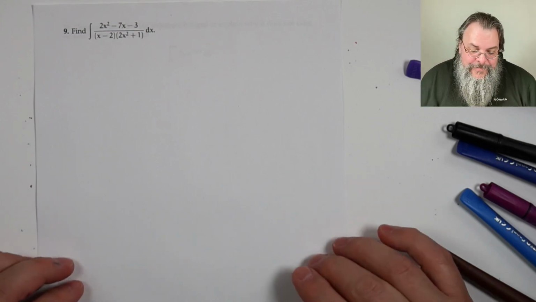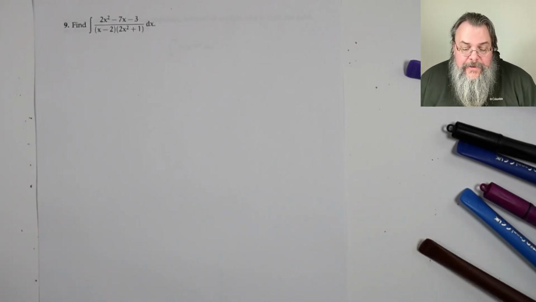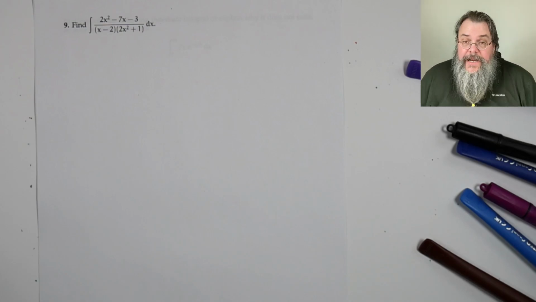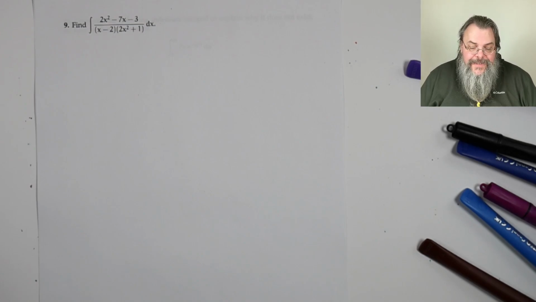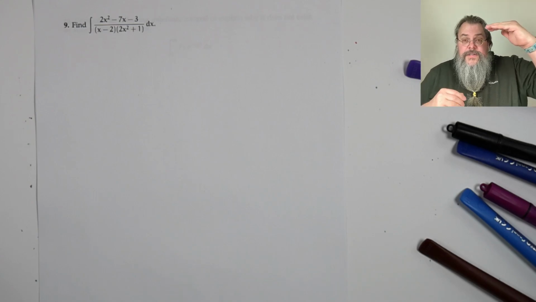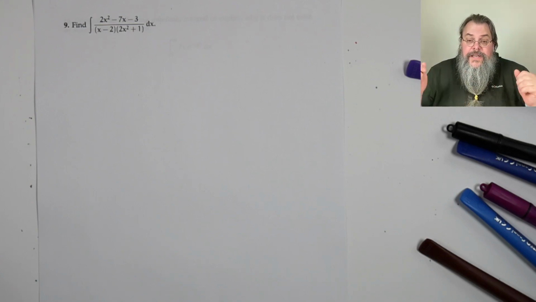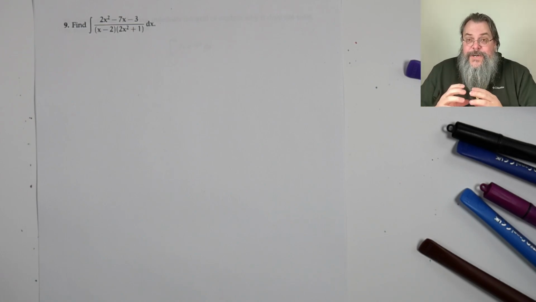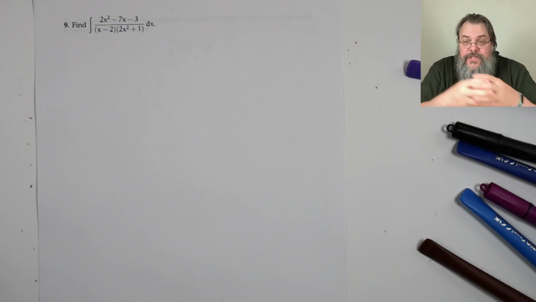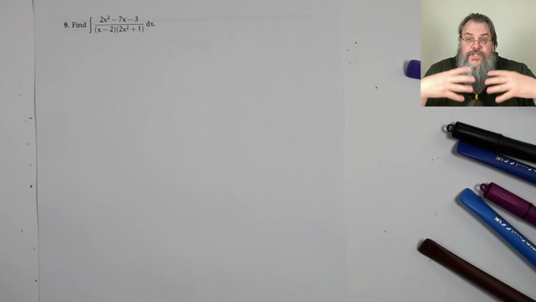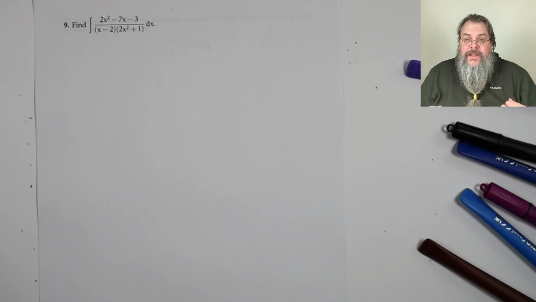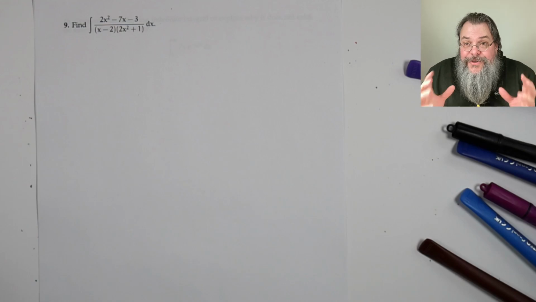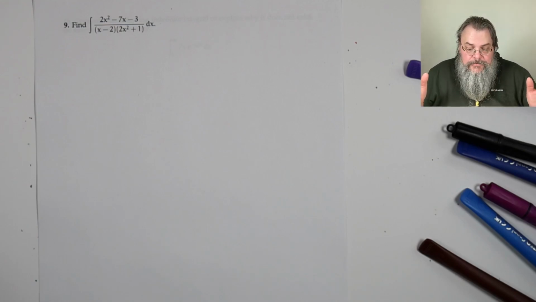Number 9. Find the integral of 2x squared minus 7x minus 3 divided by x minus 2 times 2x squared plus 1. Cool. So what do we have? Polynomial upstairs. Polynomial downstairs. It's a rational function. So when you have rational functions, the procedure is partial fractions. We're going to channel our partial fractions. Now, step what I call 0. Do we need long division?